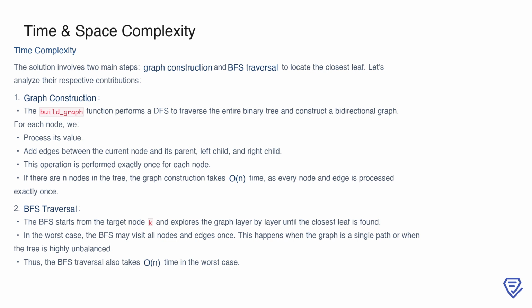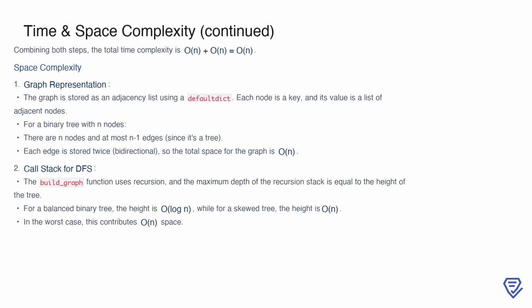Next, we perform a BFS starting from the target node k. The BFS explores the graph layer by layer, visiting nodes until the closest leaf is found. In the worst case, where the tree is unbalanced or forms a single path, the BFS may visit all nodes and edges once, which also results in O(n) time. Therefore, each step individually has a time complexity of O(n). Now, when we combine both steps, the total time complexity becomes O(n) for graph construction plus O(n) for BFS traversal, resulting in O(n) overall.